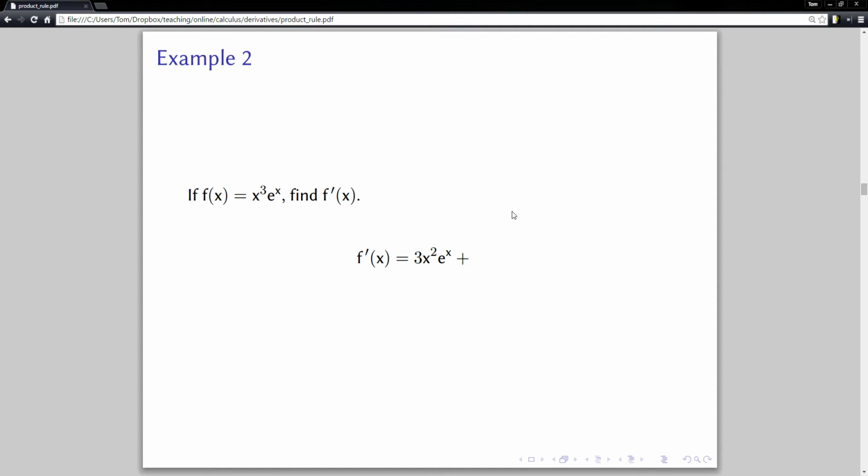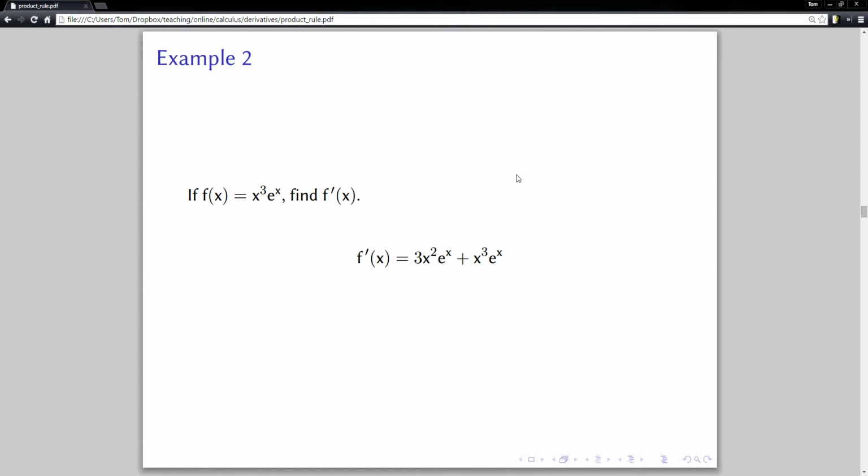And just rewrite the function that you took the derivative of the first time. So the first time we took the derivative of x cubed, we just are going to leave it alone this time. And then finally, multiply by the derivative of e to the x. The derivative of e to the x is e to the x again.